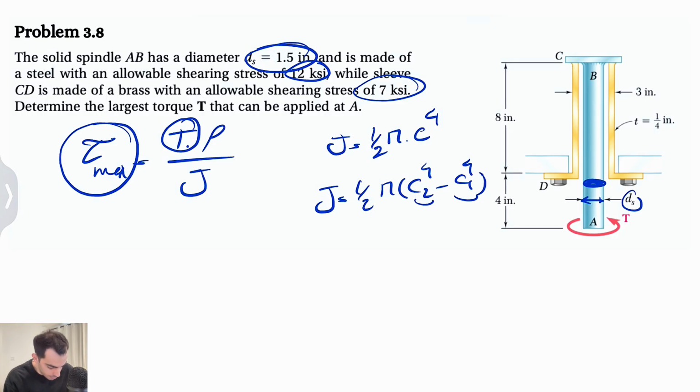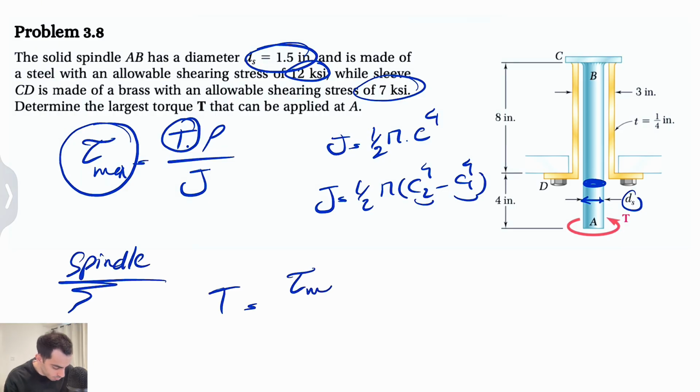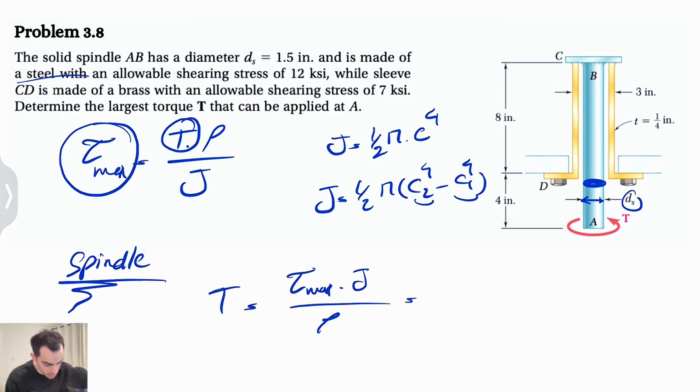Let's start with the spindle. So the torque would be tau max times J over rho. For the spindle, we know it's made of steel and it's 12 ksi. So 12, and we're going to convert it to pounds, so times 1000. We know 1 ksi is equal to 1000 pounds per inch squared. So ksi is kilopound per inch squared.